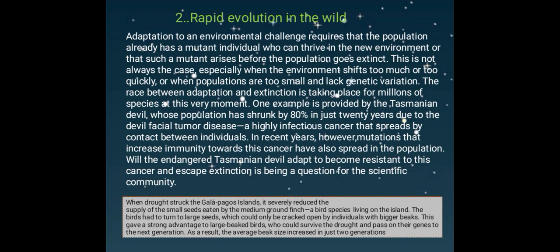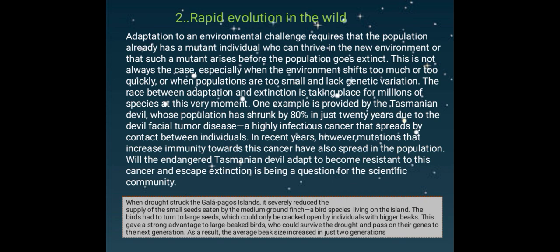One example is provided by the Tasmanian devil, whose population has shrunk by 80% in just 20 years due to a contagious cancer spread by contact between individuals. In recent years, however, mutations that increase immunity towards the cancer have also spread in the population. Whether the endangered Tasmanian devil can adapt to become resistant to this cancer and escape extinction is a question for the scientific community.